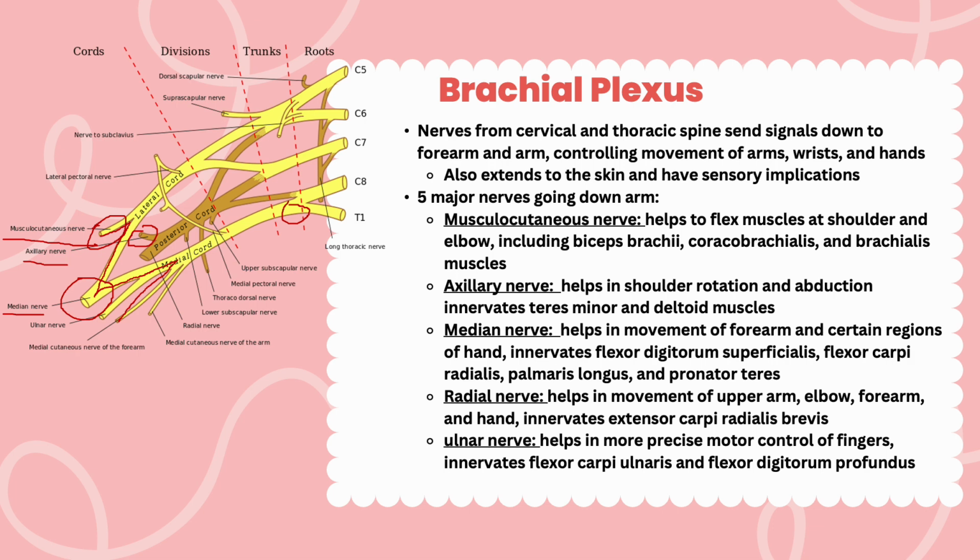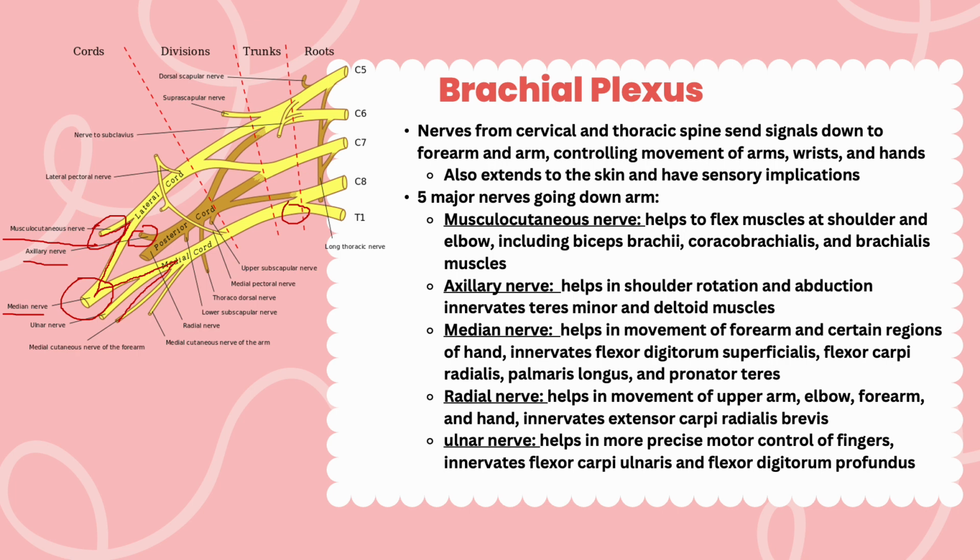So the median nerve is super important. It helps in movement of the forearm and certain regions of your hand, and it innervates the flexor digitorum superficialis, the flexor carpi radialis, the palmaris longus, and the pronator teres. These play a super important role in flexion of your hand.